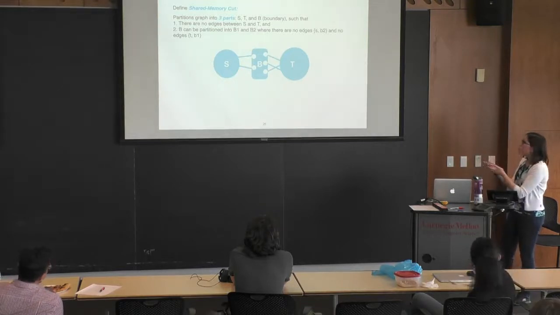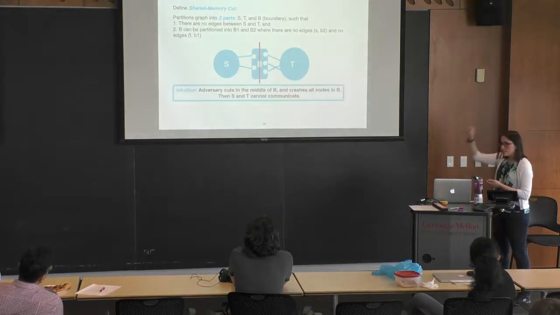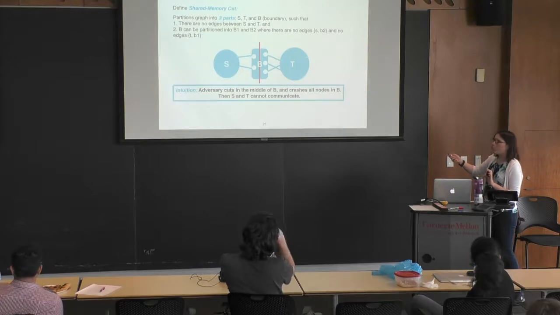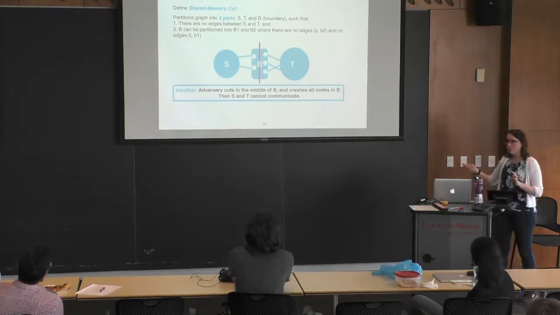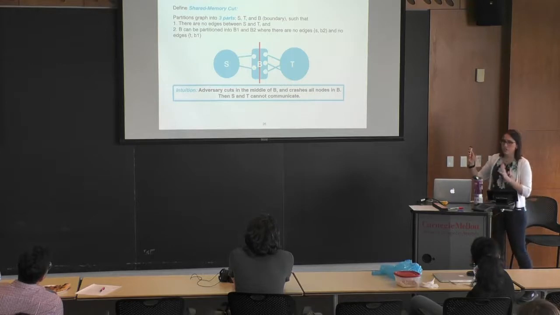And the intuition is that if this is the case, if we have such a cut, then the adversary can simply draw a partition right through the middle of it and crash all of the nodes that are in B. Right? And so this is a cut just of our shared memory graph. And this would be a strategy that allows the adversary to draw a partition.